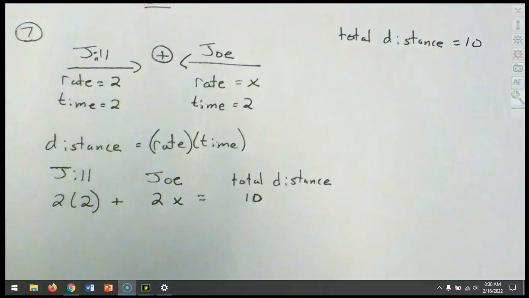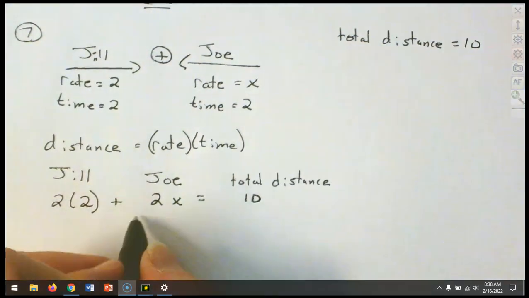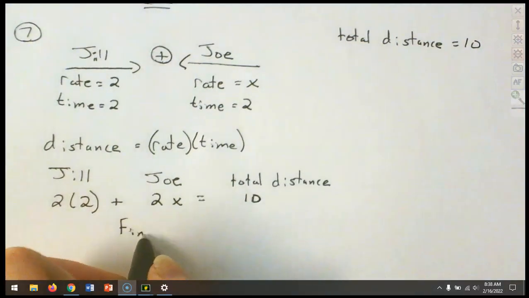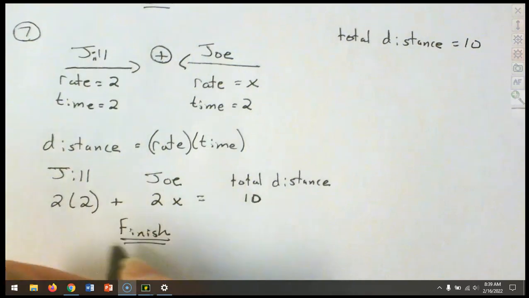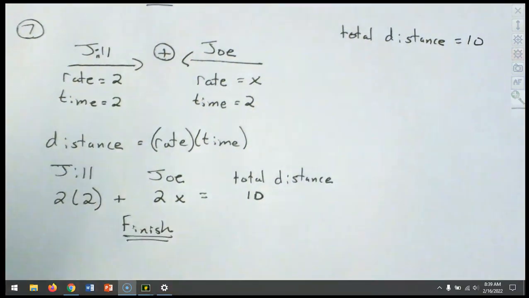You should be able to solve it and finish it from here. I don't want to finish it all the way out because I want to leave something for you to work with here, but you've got the equation, right? You just basically take the 2 times 2, which is 4, move it over, divide, and you got your answer. Okay? And x is what we want because x is Joe's rate of speed, and that's going to be in kilometers per hour.